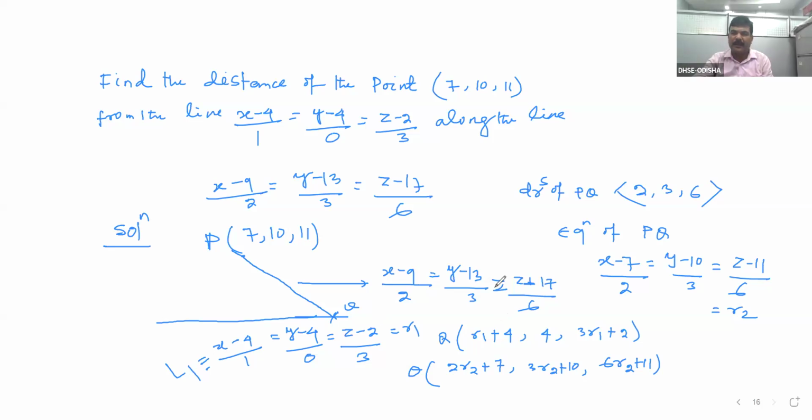Two R2 plus 10 is equal to 4. This implies R2 is equal to minus 3. If R2 is equal to minus 3, then coordinates of Q are 1, 4.